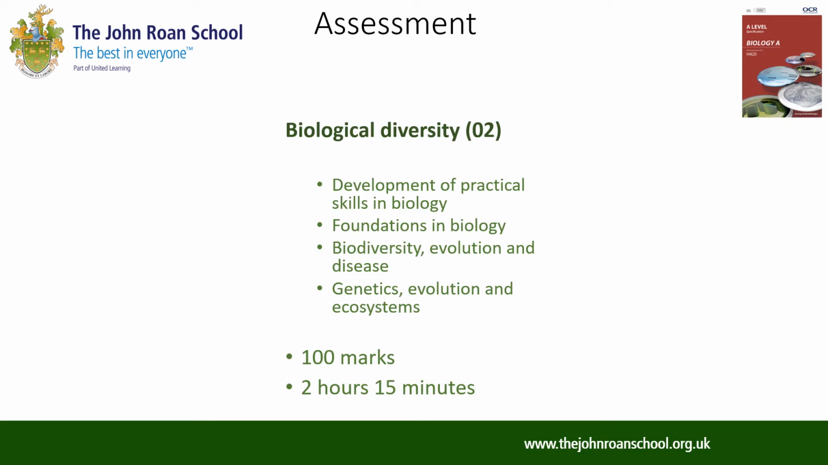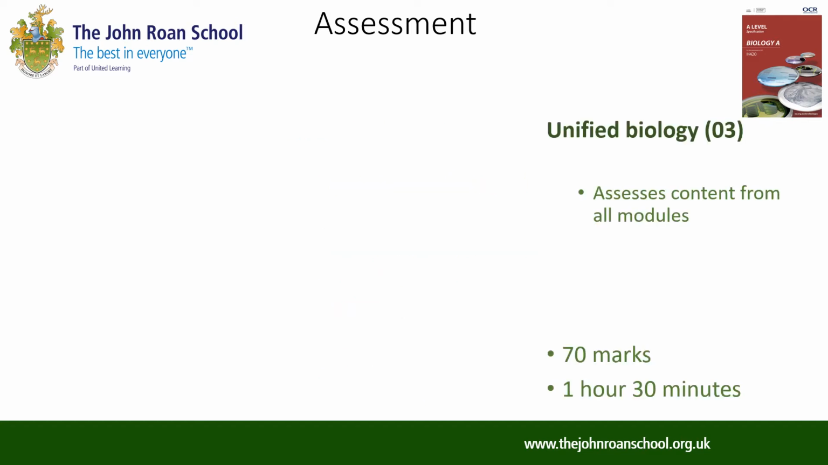Students will sit this exam for 2 hours and 15 minutes and it is worth 100 marks. Paper 2 is similarly worth 100 marks and takes 2 hours and 15 minutes to sit. Biological Diversity assesses the development of practical skills in biology, foundations in biology, biodiversity, evolution and disease, and genetics, evolution and ecosystems. The final paper, Unified Biology, is slightly shorter at 1 hour 30 minutes. It's worth 70 marks, but assesses content from all of the modules.